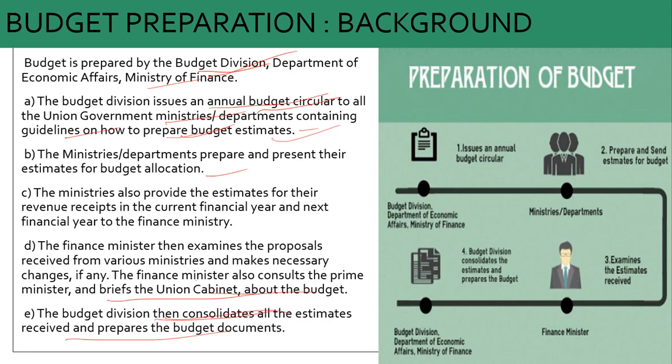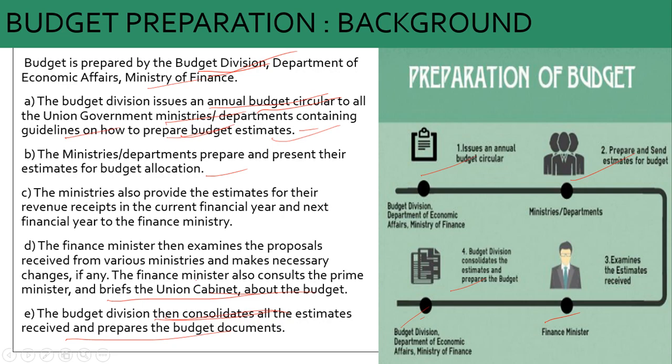I have also given you a graph here. First, the budget division issues a normal budget circular. Then estimates are prepared by the ministries. Then the finance minister examines the estimates. Then the budget division consolidates it. Then it is presented to the president for passage in the parliament, Lok Sabha in particular.